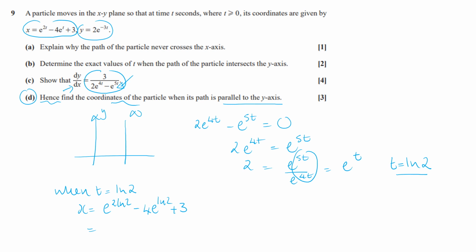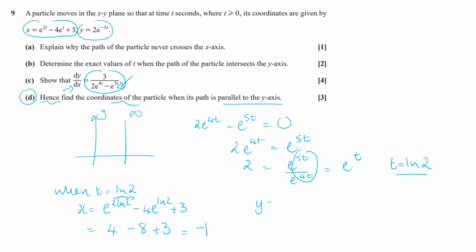Now using your log laws, take that 2 up and it will be e to the ln of 4, so that will just be 4. The next one, e to the ln of 2, will just be 2, so that will be minus 8 plus 3. So x will be 4 plus 3 is 7, minus 8 is minus 1.